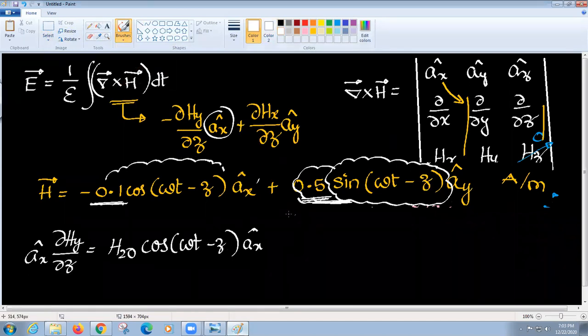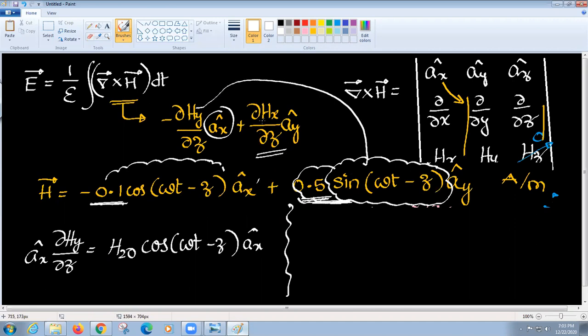Similarly, you have which component? This component. So this is like H = Hx ax roof + Hy ay roof. So therefore Hy, we took this one as Hy. Now this is going to become your Hx, okay? So you have a positive sign. So I have ∂Hx/∂z ay roof. So I'm taking this one, ay roof, multiplied by ∂Hx/∂z.